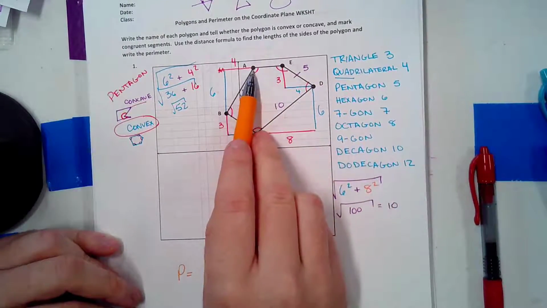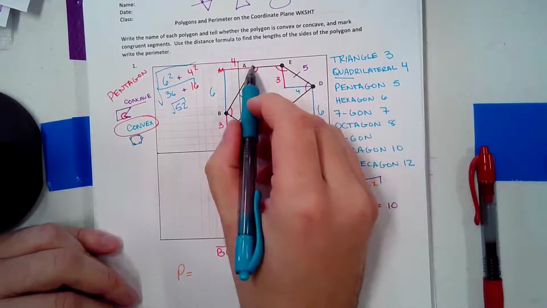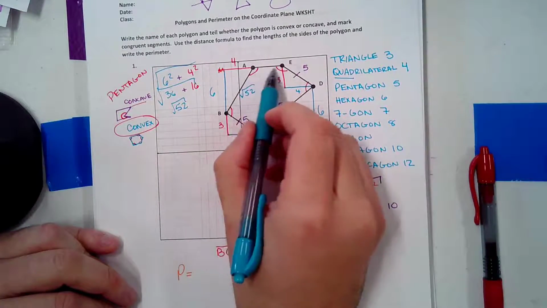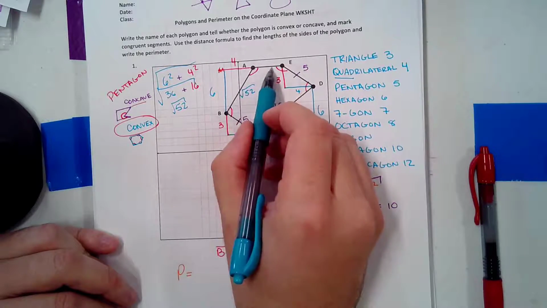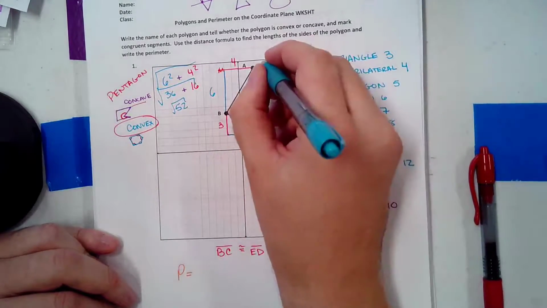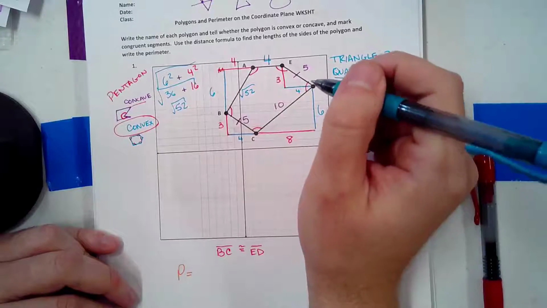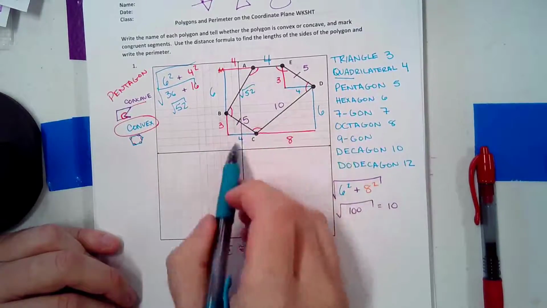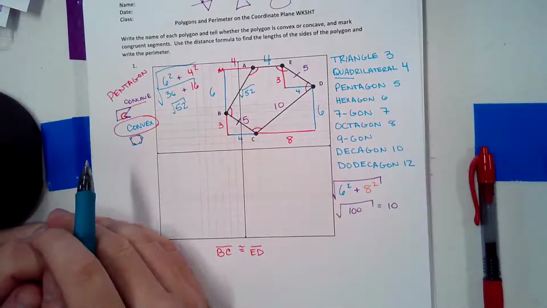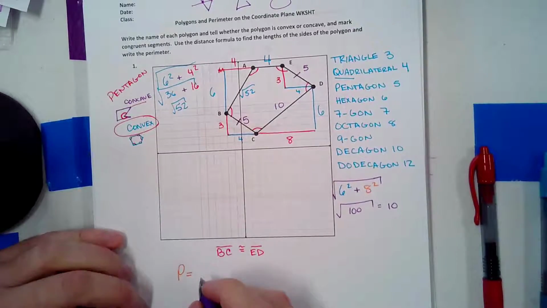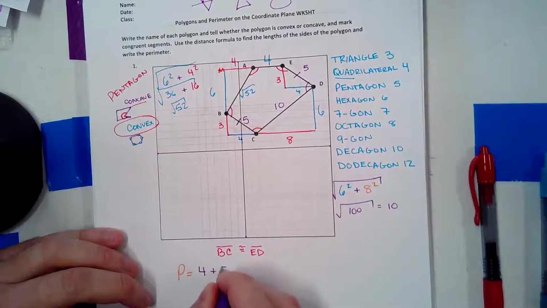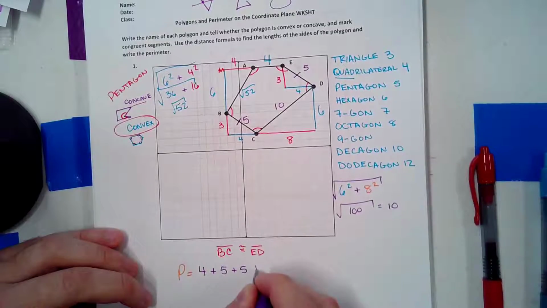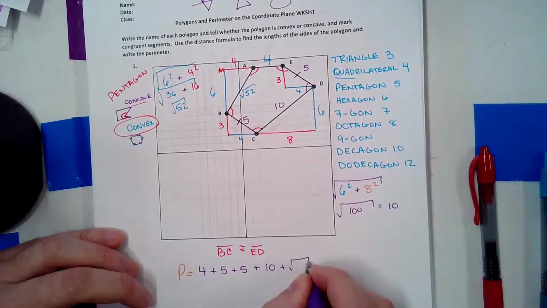Root 52. Oh, this one right here. How long is AE? How can we figure that out? How can we figure out AE? It's 4. How'd you figure it out? You counted the squares. Isn't it nice when they're perfectly horizontal or perfectly vertical? It's so nice, right? So we have 4 plus 5 plus 5 plus 10 plus root 52.